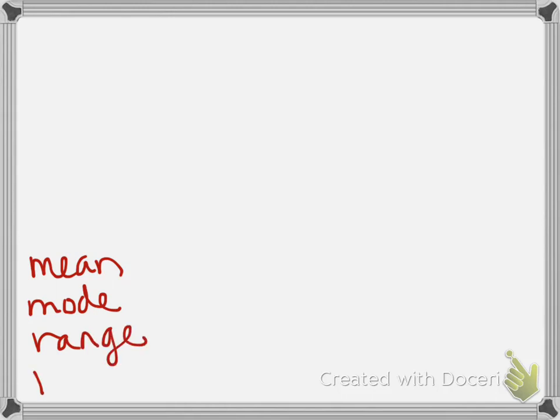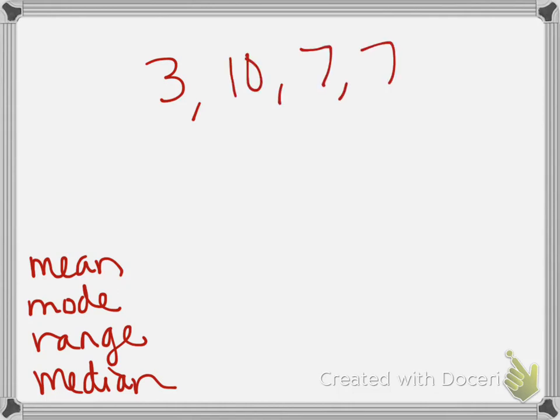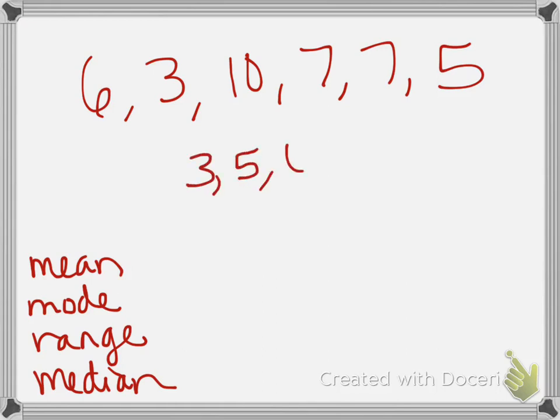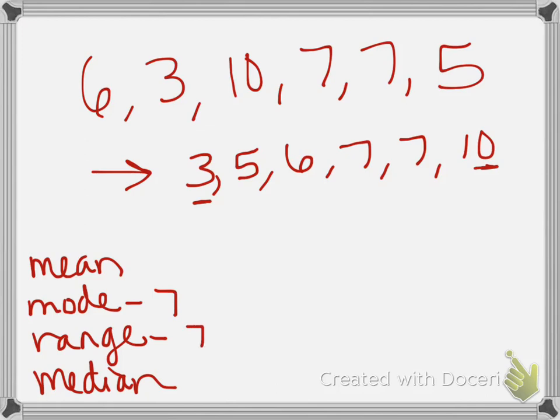So let's try a set real quick. 3, 10, 7, 7, 6, 5. Let's try that. First, I'm just going to put them in order because a lot of them need to be in order, and so I'll already be ready. Let's start with mode, the number that occurs most often. If you can see in this row that 7 occurs twice, so that's going to be my mode. I can also find the range when it's in order. I would take the biggest number and subtract the smallest number, so I think 10 minus 3 is 7. Our range is also 7.